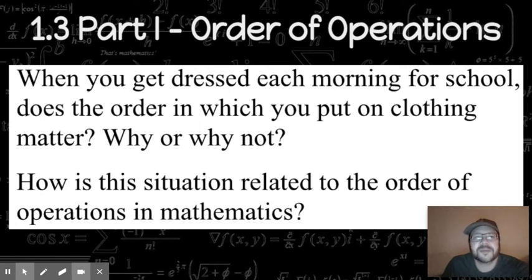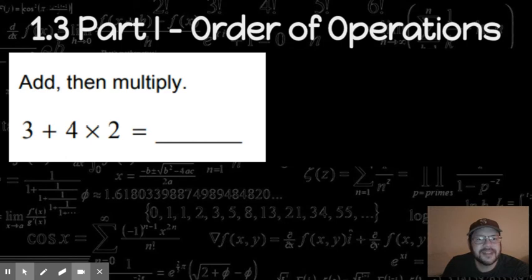You'll want some paper and pencil ready. Okay, so for this first question, add first and then multiply. So we have 3 plus 4 times 2. So do this operation by adding first and then multiplying. All right, so 3 plus 4 is 7, times 2 is 14.